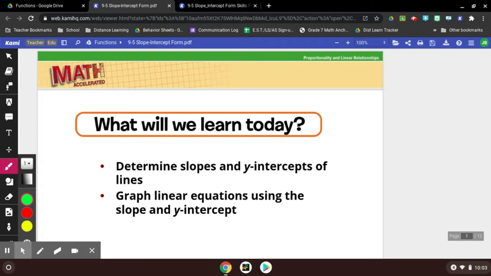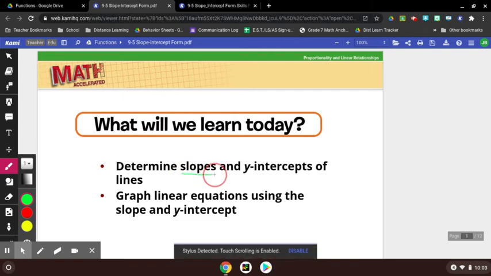So today, what we want to do is take this a step further, and start looking at how we can create a graph. We're going to use a specific format known as slope-intercept form. So what I want to do today is make sure that, as you can see on this page here, first, can we determine the slope and y-intercept of a line?